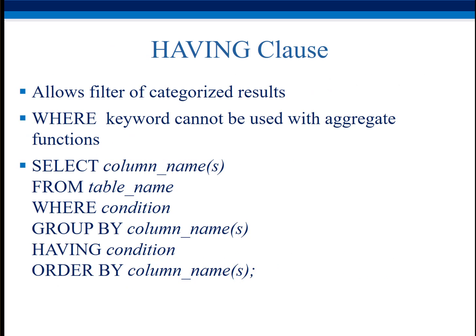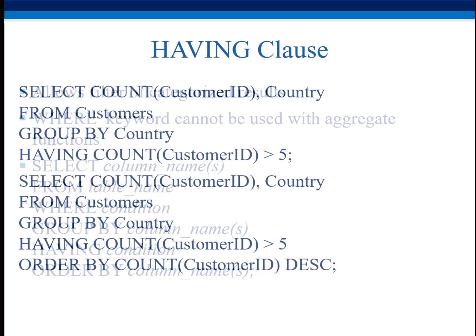The having clause allows you to filter on category results. You cannot use the where. In other words, give me a list of all the customers where the salesperson is a certain salesperson. Cannot use where. Here you're going to use having. So you're going to select in here from table, then you're going to group by, having the condition, and order by. So you'll see an example of it.